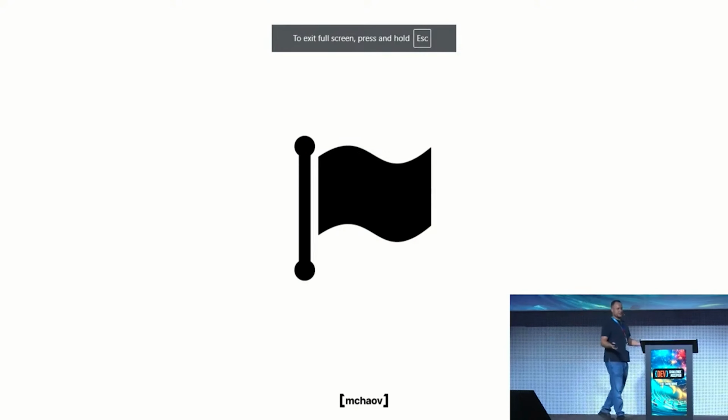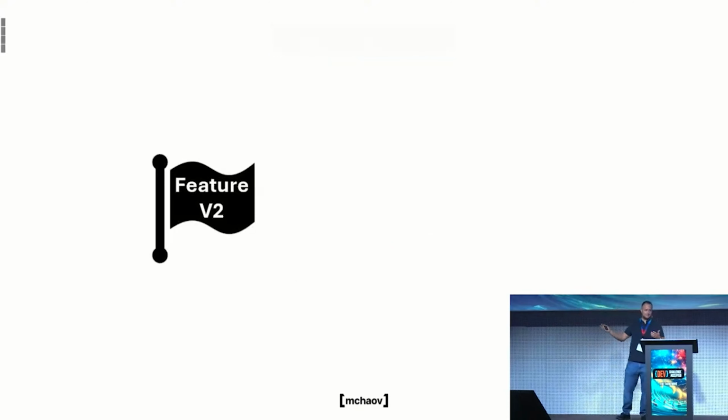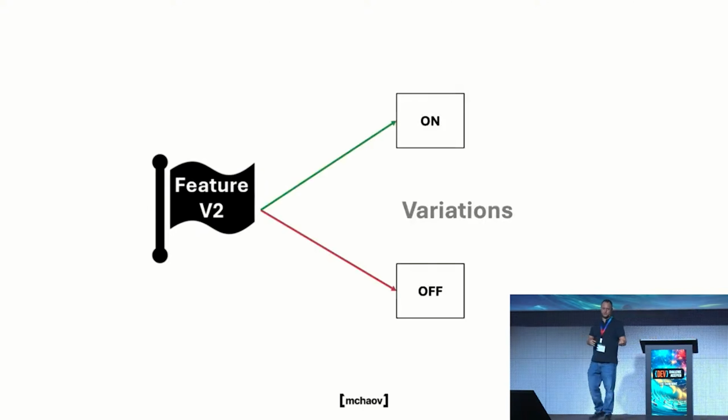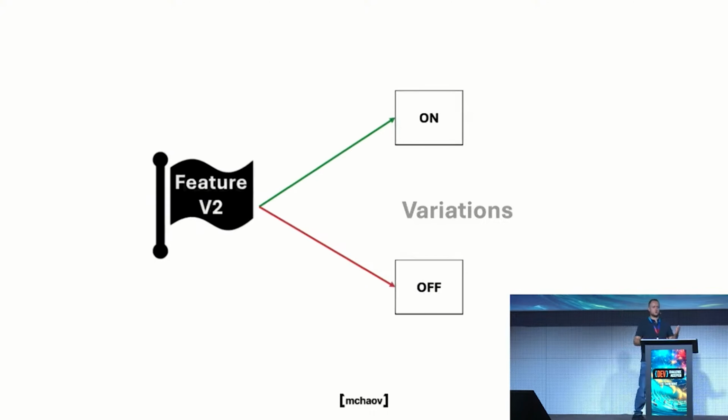Let's take a flag, give it a name, feature version 2. For this to be a feature flag, it needs to have some kind of variations. What's variations? Well, it can be on or off, or it can have many other variations, but for the sake of simplicity, keep it with just 2 of them.